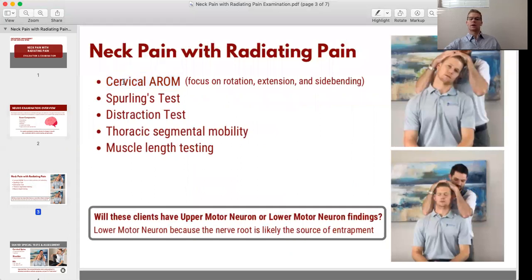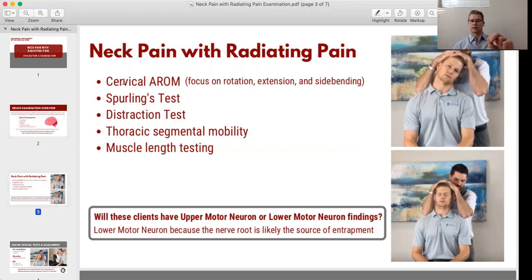So when it comes to neck pain with radiating pain, the major tests that you should look at are going to be your cervical active range of motion, Sperling's, distraction, thoracic segmental mobility, and then muscle length testing. The one that we don't have up here, which we include later on, is going to be our upper limb tension tests for the median, ulnar, and radial nerves. And doing those three is going to help you determine what level of the neck may be involved.